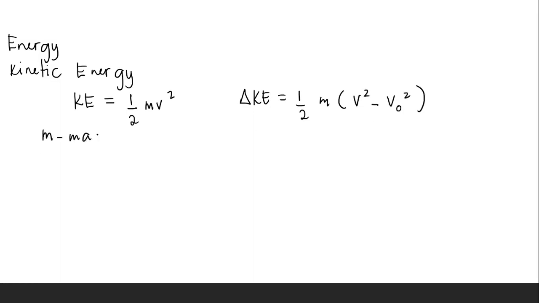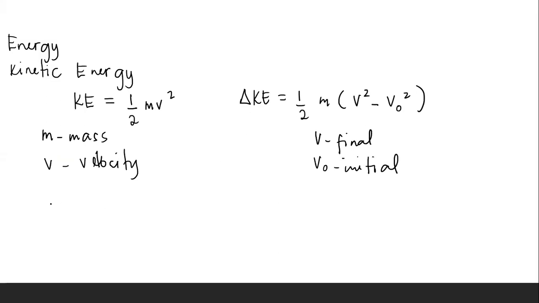The formula for kinetic energy is KE equals 1/2 mv squared, where m is the mass and v is the velocity. The change in kinetic energy is equal to 1/2 m times final velocity squared minus initial velocity squared, where m is the mass, v is the final velocity, and v sub o is the initial velocity.